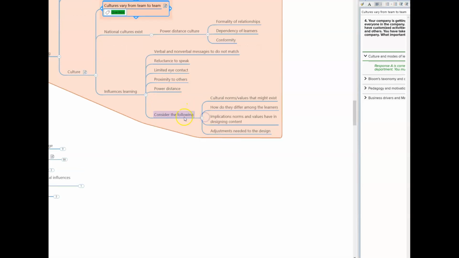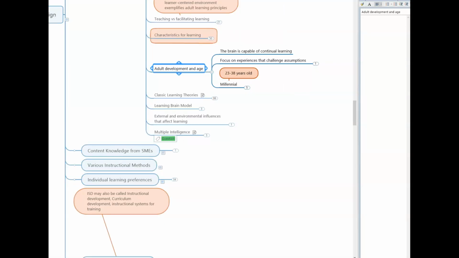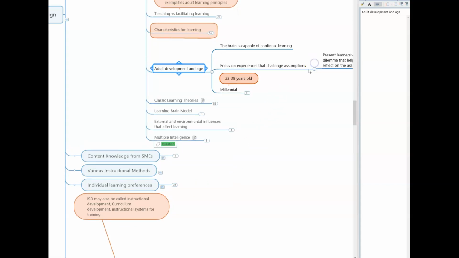And as talent development professionals, we need to consider the following: cultural norms and values that might exist, how they differ among learners, implications norms and values have in designing content, and adjustments needed to the design. Adult development and age. The brain is capable of continual learning. We focus on experiences that challenge assumptions. Presenting learning with a disorienting dilemma helps them critically reflect on the assumptions they hold.